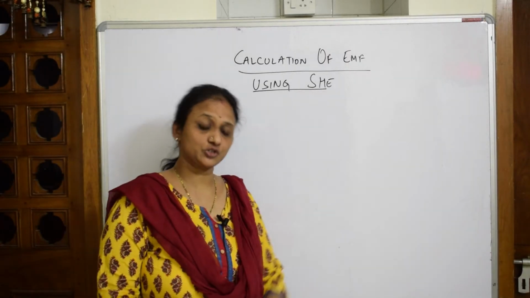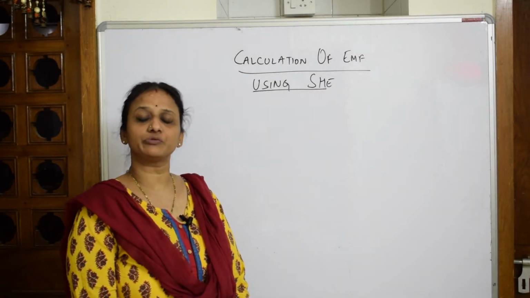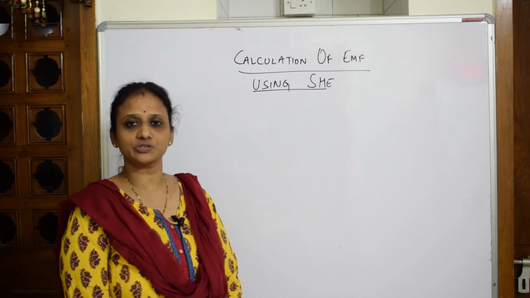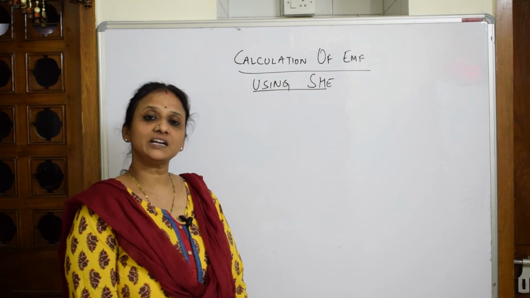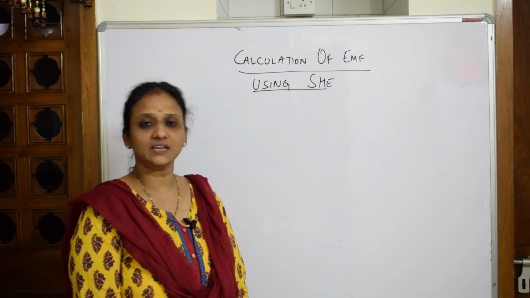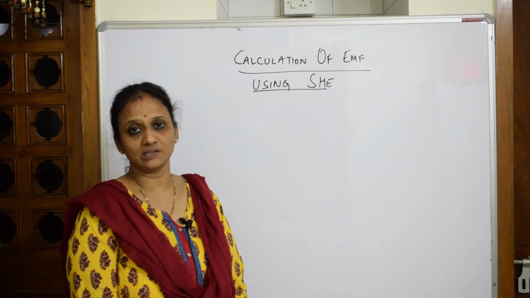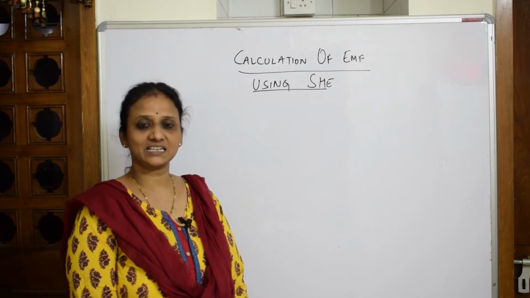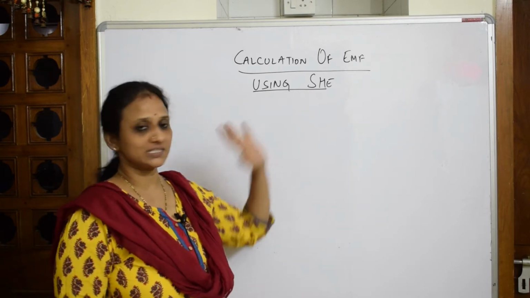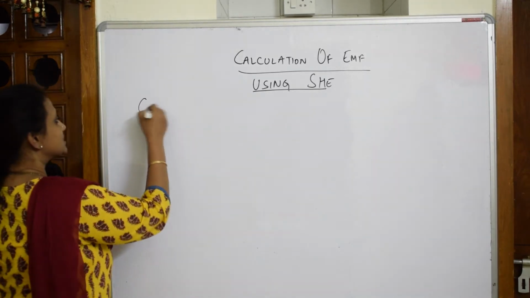We have seen the construction of SHE, and I said the EMF of the cell of SHE was 0.00 volts. Now let's see how I am going to use this SHE in finding the unknown, or how to solve the given numerical. I'm going to do it with two cases. First case, I'm going to use SHE where, so let's write that as case 1.